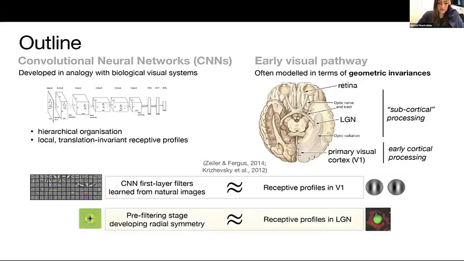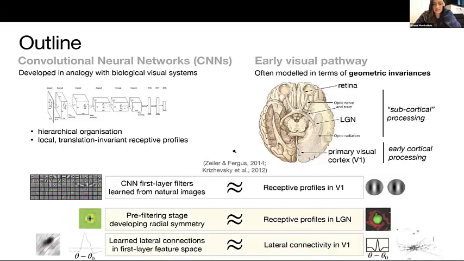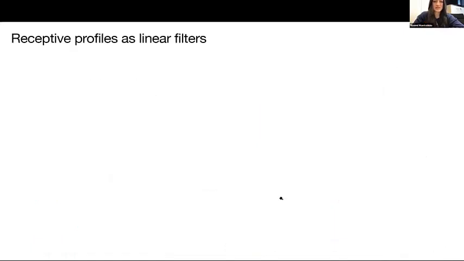First, I'm going to show that inserting a simple pre-filtering stage before the first convolutional layer leads to radial symmetry, a radially symmetric pattern that is consistent with subcortical processing, so before the primary visual cortex. And second, lateral connections that are learned and that act on the feature space of the first network layer are going to lead to a connectivity kernel that shares some geometric properties with well-known properties of lateral connections happening in V1. So I hope the general logic is clear.